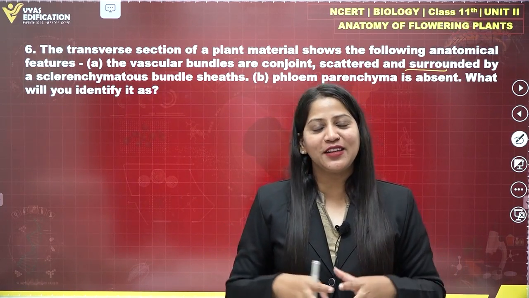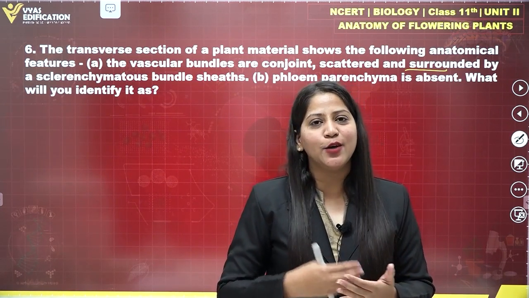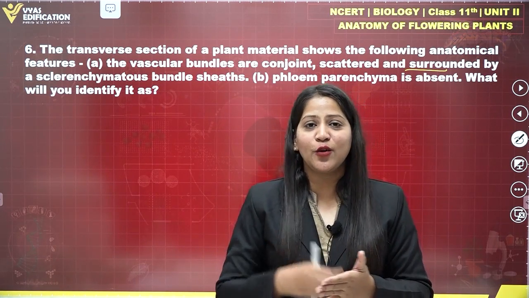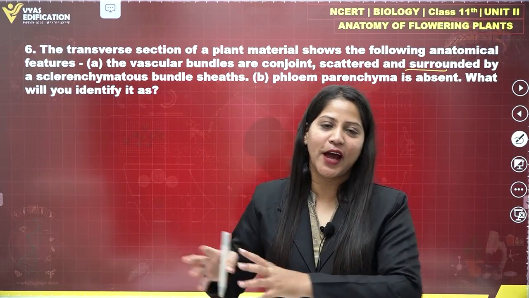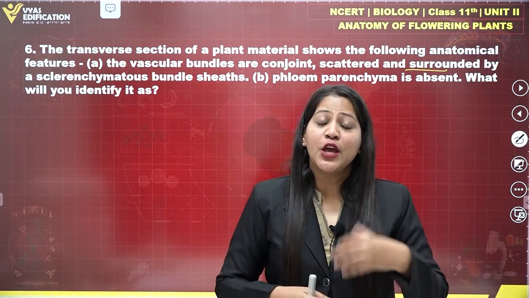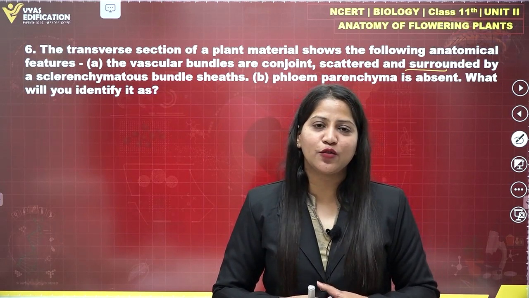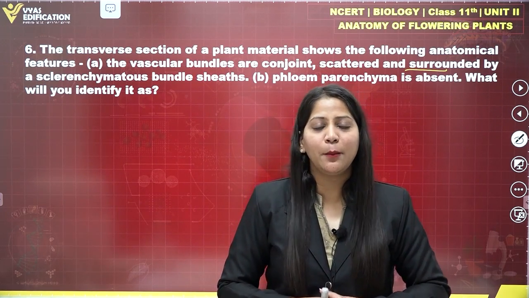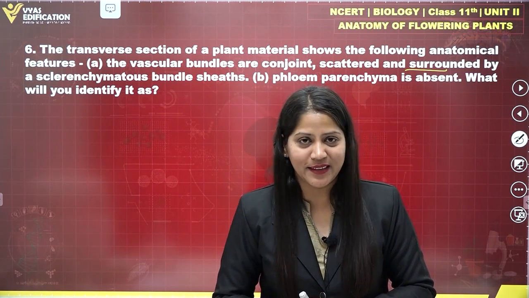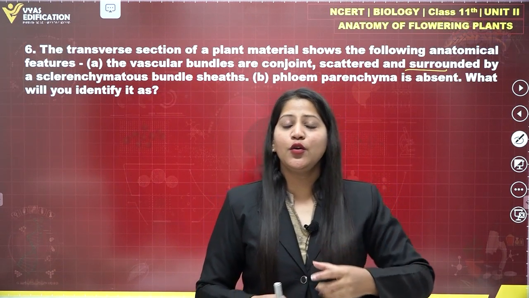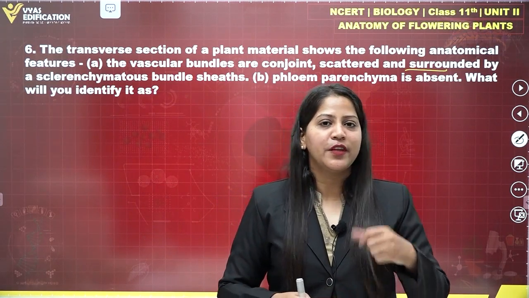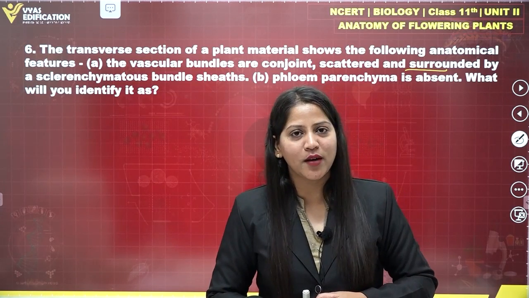So you will find this feature in monocot stems only and not in dicot stem. Vascular bundles are conjoint, collateral and open in case of dicot stems, and in case of monocot stem you will find conjoint, collateral, closed vascular bundles which are surrounded by a sclerenchymatous bundle sheath, right? Also, no parenchyma is present in monocot stem.